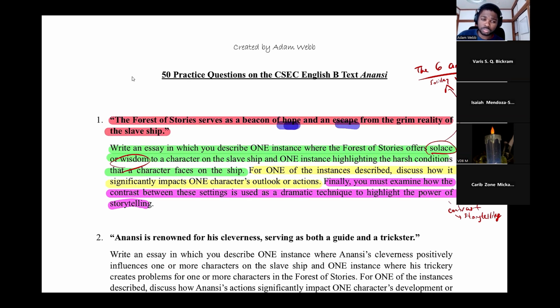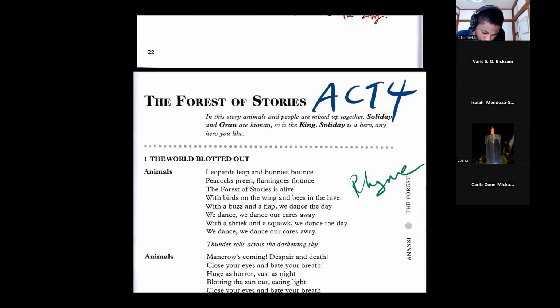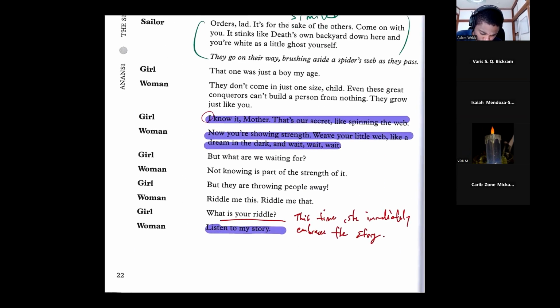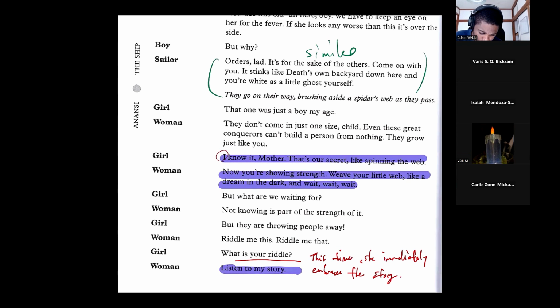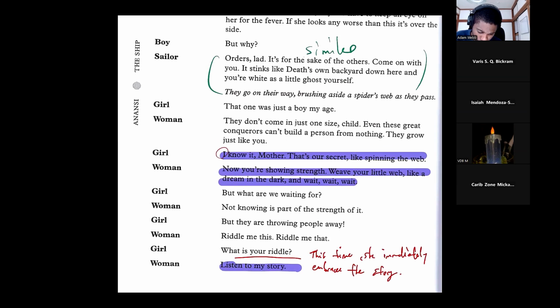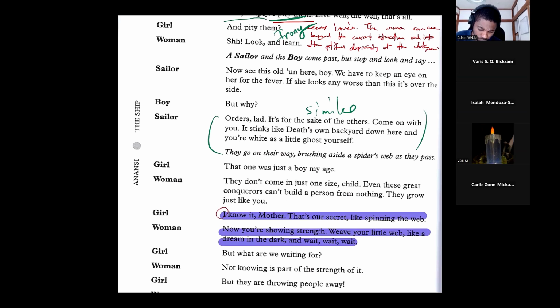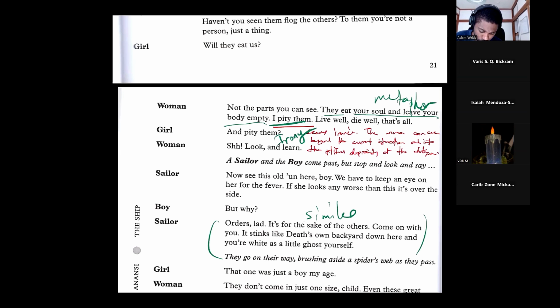That harsh instance would be the moment on page 22, where for the final time, the woman, she doesn't know it, but the woman is going to get thrown overboard because she's old and ill. And that would be the harsh reality that the girl would face. And this would be the story, the reference she would make to give her solace when that moment comes. "Now go without a word. You have everything you need." All right, that's good.